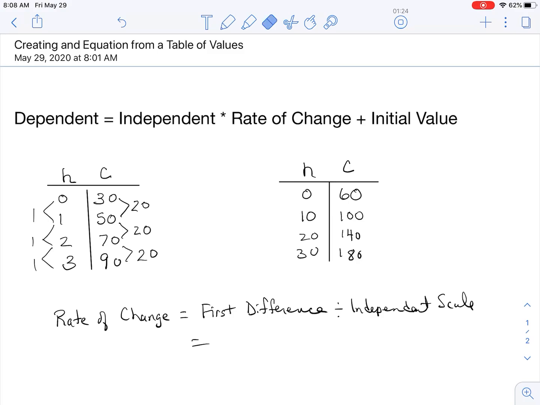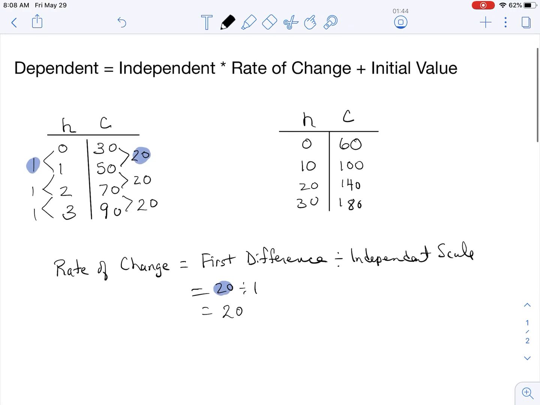So in that first one, my first difference is 20, and my independent scale, what it was going up by, was 1. So again, there's where I got the 20, and there's where I got the 1. So 20 divided by 1 is just 20. So that's my rate of change. So this could represent the cost for number of hours worked, if you have a worker over at the house doing something in the garden or something like that.